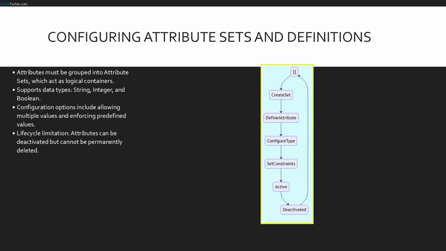This flow outlines the life cycle of a custom attribute. You begin by creating a set, then defining the attribute within it. Next, you configure the type, such as string or integer, and set constraints like predefined values. The attribute then enters the active state, where it can be assigned. Finally, if no longer needed, it moves to deactivated, but notice it does not disappear. It remains in the system to preserve historical integrity.